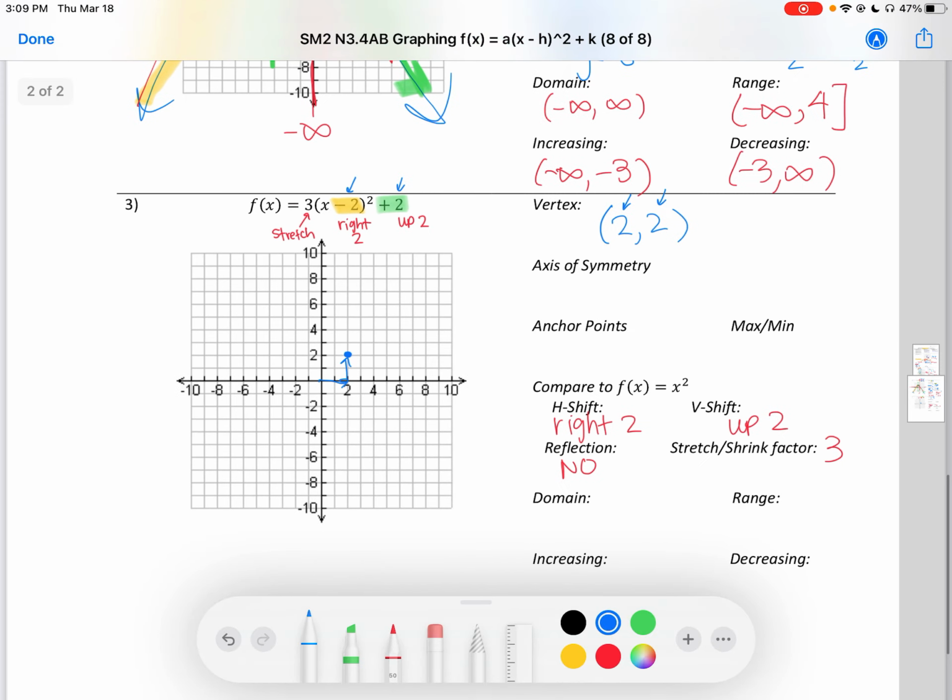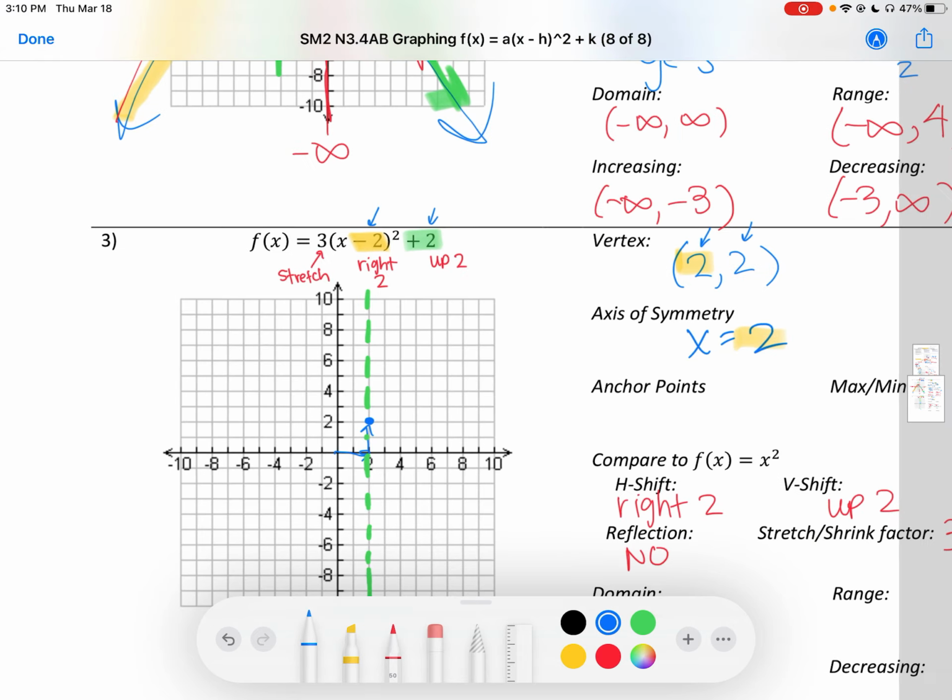Okay, all right, where's my axis of symmetry? Well, it goes through the vertex right there. Okay, and that is going to be at x equals, that's kind of thick. It's going to be at x equals 2. Again, these match.